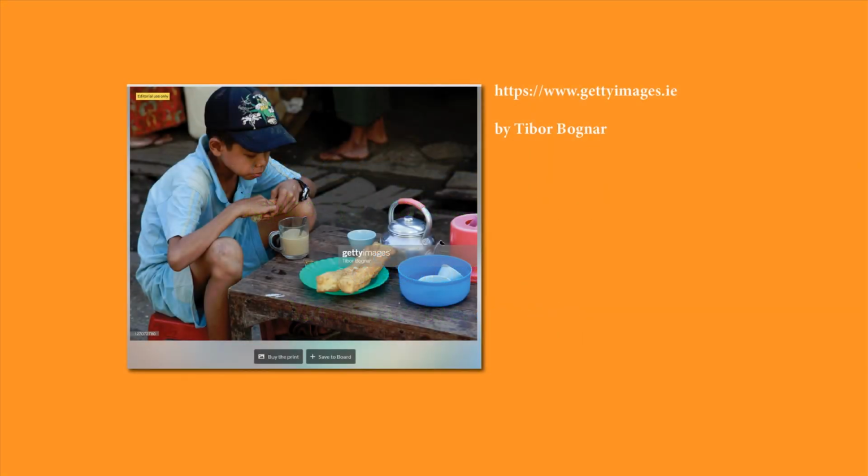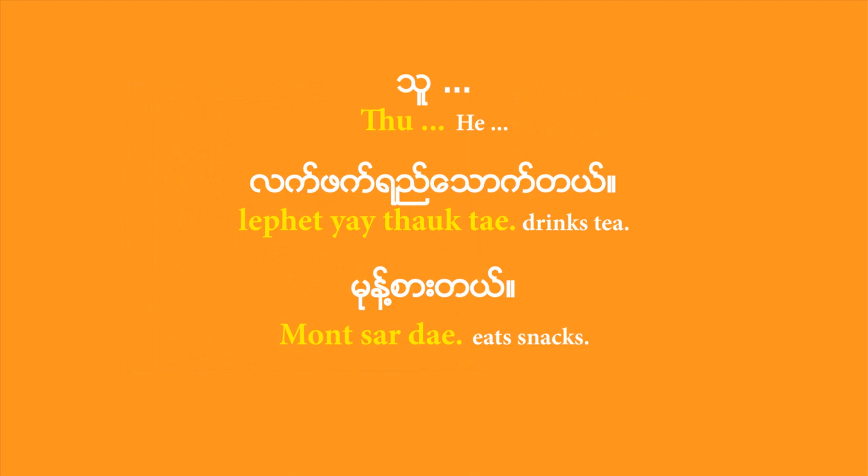So to describe this picture, let's start with the subject, the young man. So it's he. In Burmese, you can use the unisex pronouns thu for he and she. So we start with thu, he or she. Then you say thu lapeye taute mong sare. Thu lapeye taute mong sare. It means he drank tea, he ate snacks.